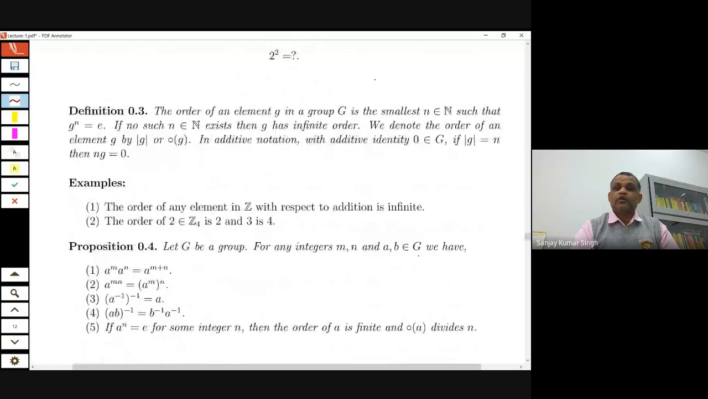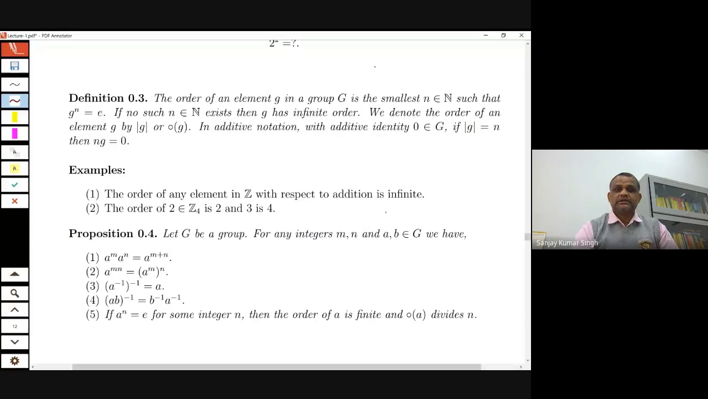So now some more definitions which I need. I am going to define what is called the order of an element. The order of an element g in a group G is actually the smallest n.